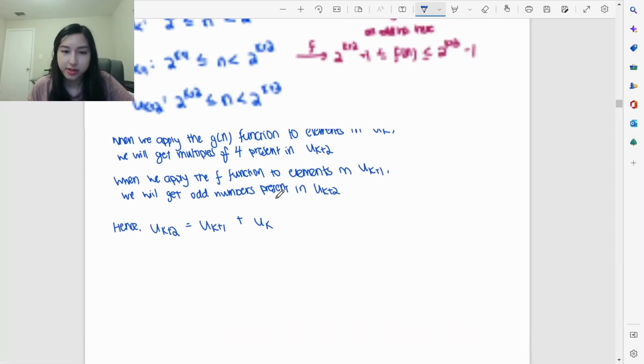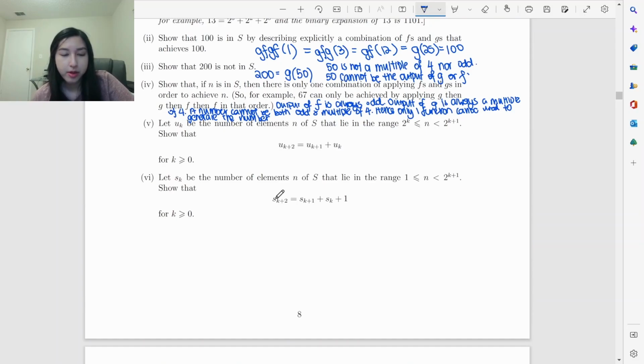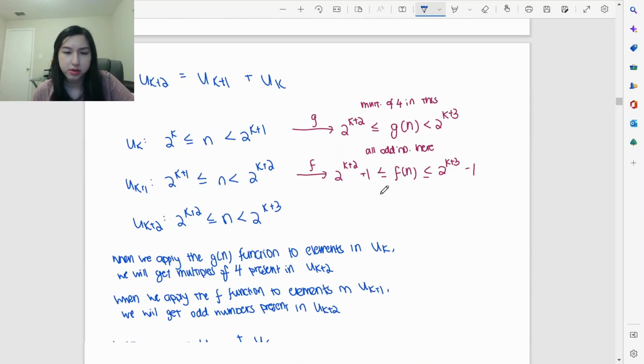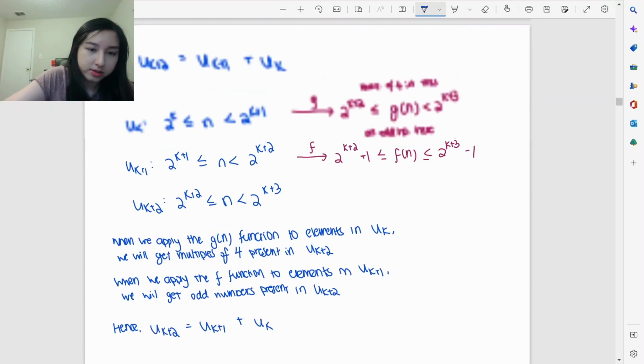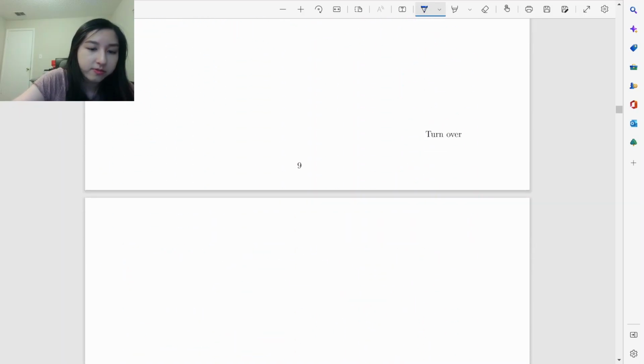Alright, and let's look at this other one. Let sk be the number of elements of n. It's very similar, I just have to do the same thing, but it's a bit different. So that is part 6 vi. So I have to show that sk plus 2 equals sk plus 1 plus sk, plus 1 outside right here.